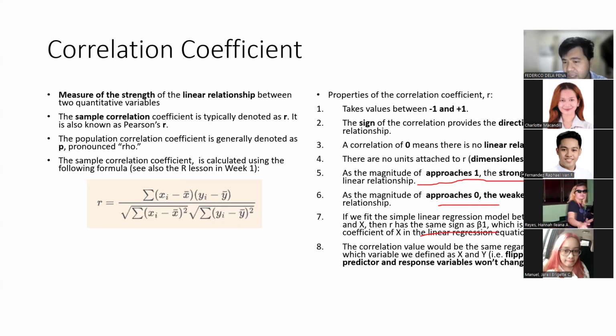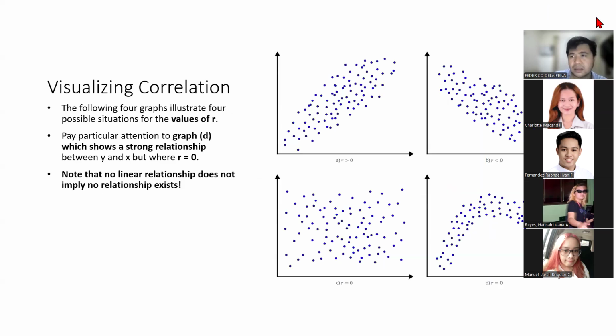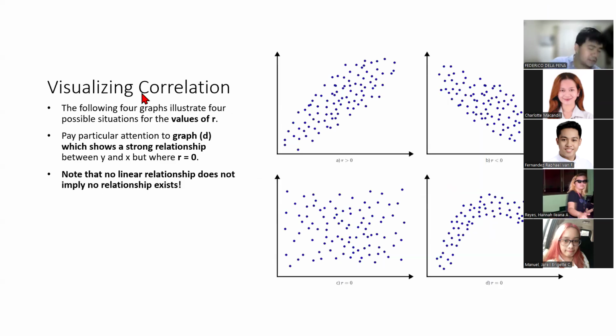And the last one is that flipping the predictor and response variables won't change the value of r. I think this is one of the questions in the first lecture: what would be the effect if we flip the x and y values? We tried it, and the result is essentially we get the same correlation coefficient, right?